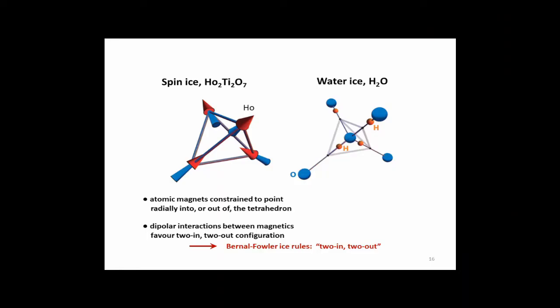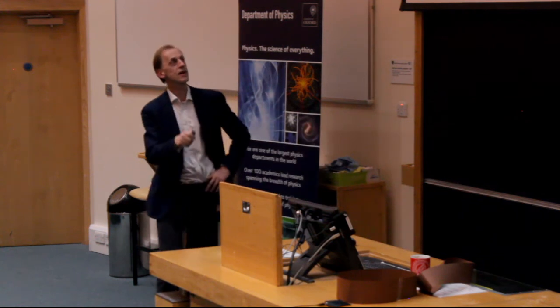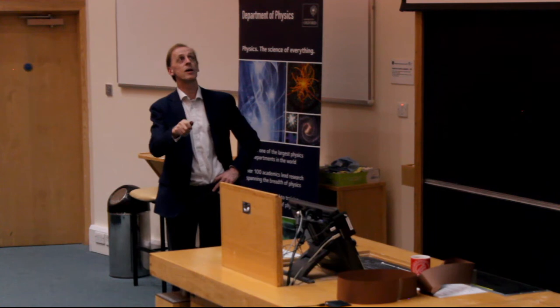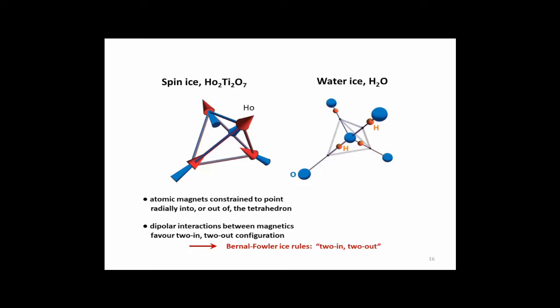This arrangement was first described by Bernal and Fowler in Oxford more than 50 years ago. This idea that there should be two short hydrogen bonds and two long hydrogen bonds is called the two in, two out rule. And you can see the parallel with spin ice. We can think of these arrows as being a bit analogous to these short bonds. So there are two in and two out, like this. That's why it's called spin ice.